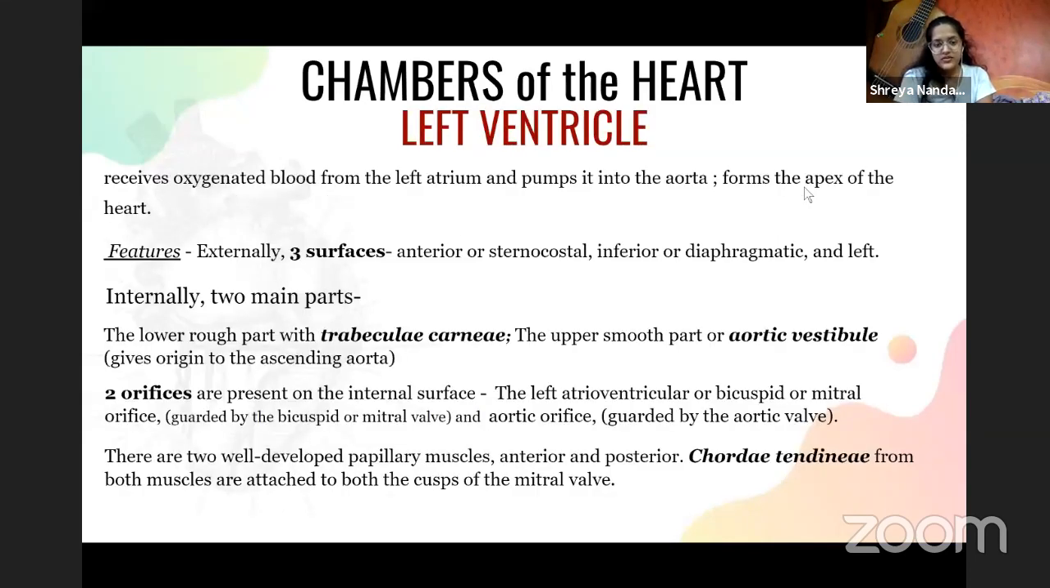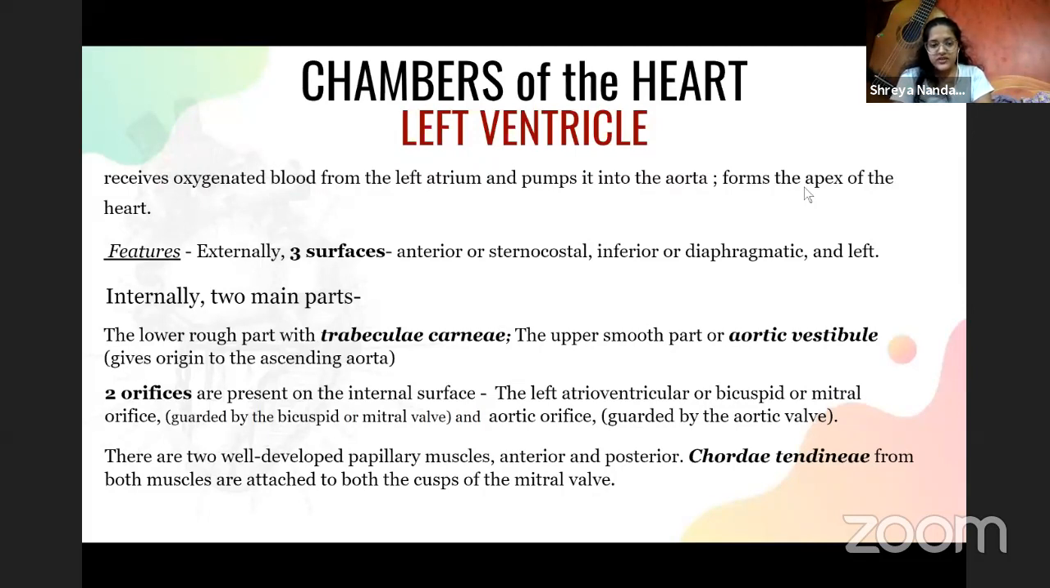And then we move on to the last chamber, that is the left ventricle, which is one of the largest chambers of the heart. This chamber receives oxygenated blood from the left atrium and is responsible for pumping it to the aorta, which is responsible for the systemic circulation, that is, supply of blood to all parts of the body. This chamber also forms the apex of the heart.